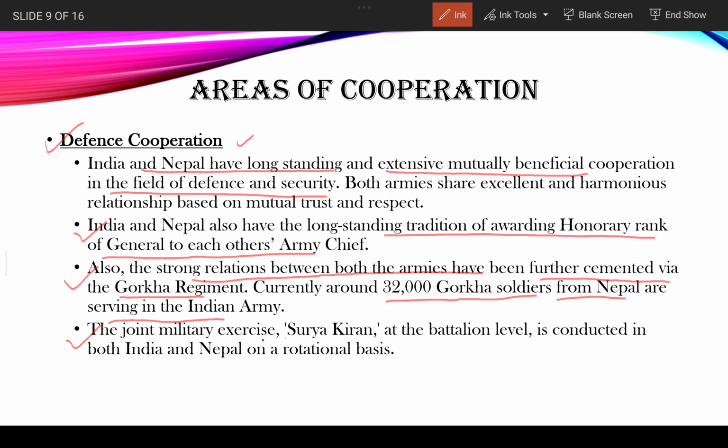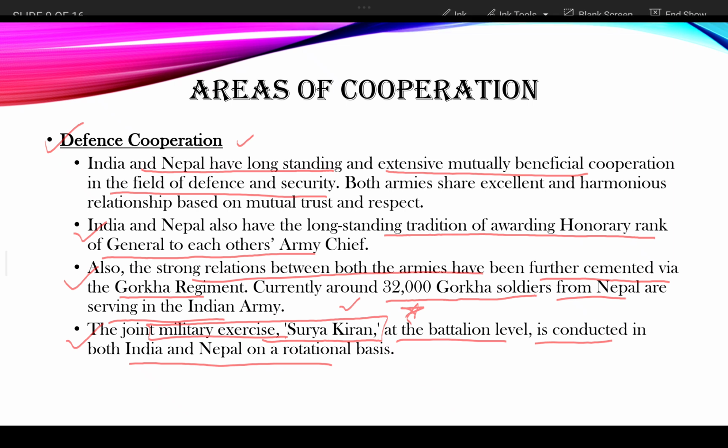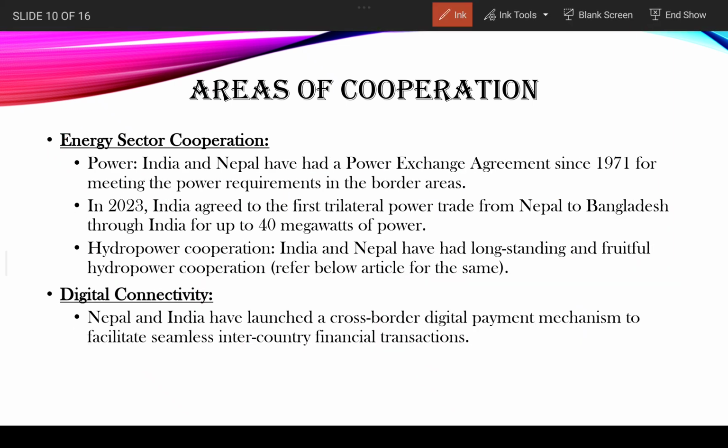Then is the name of the joint military exercise. It's very important for you to remember it, because there was a question in the 2024 prelims about the Mitra Shakti joint exercise. So you must remember the Surya Kiran joint exercise between India and Nepal, which is conducted at the battalion level in both Nepal and India on a rotational basis. So this is about the defense cooperation between the two countries. Next is energy sector cooperation.